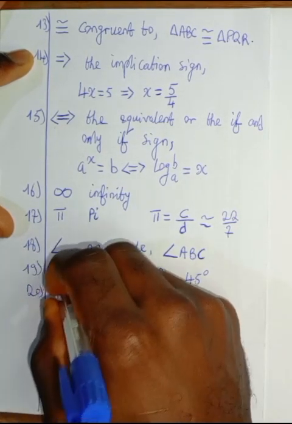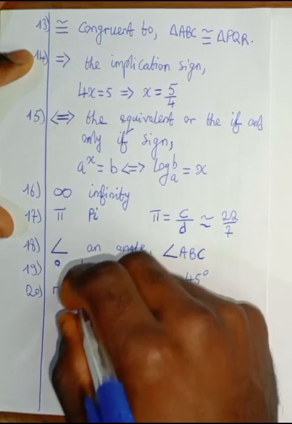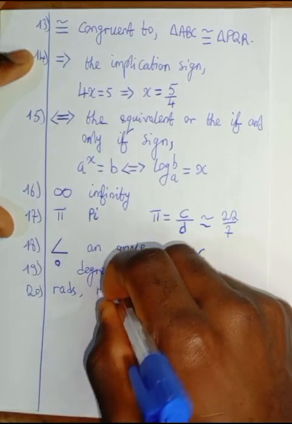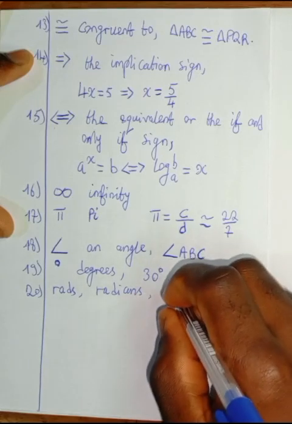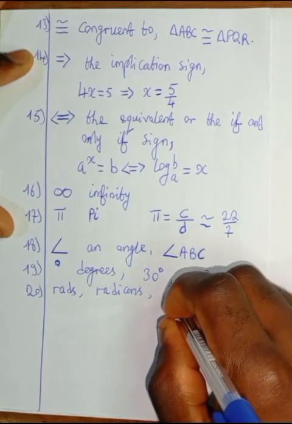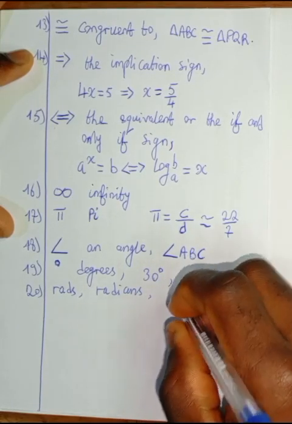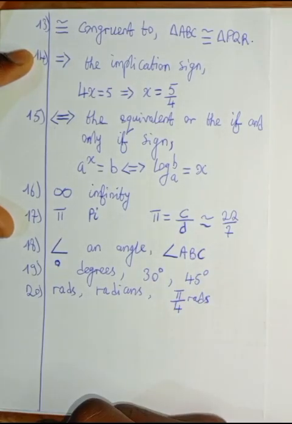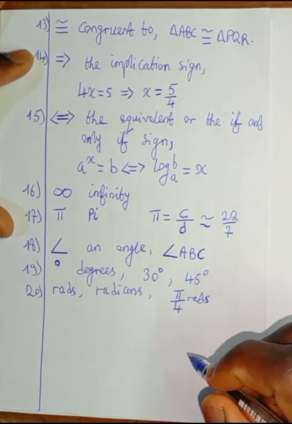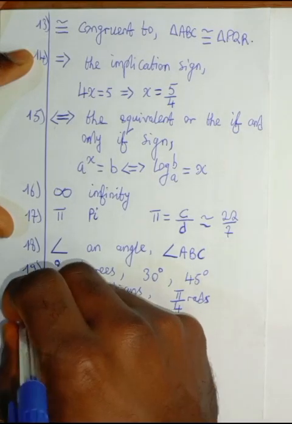We have the rads, which stands for radians. And this is a higher unit for measuring angles. For example, we can say pi/4 rads, which is the same as 45 degrees. We go to 21.